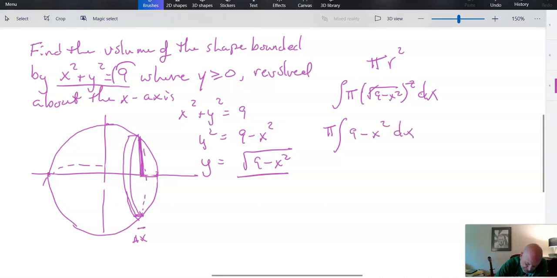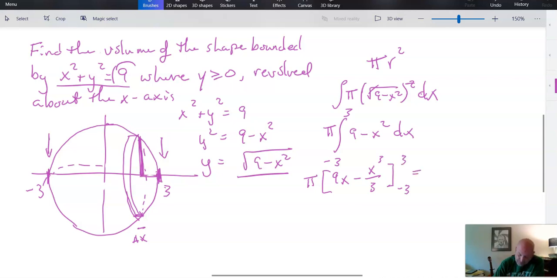Now my limits of integration will just be the ends of the circle. And since this is a circle with radius 3, that means I'm at 3 and negative 3 here. So this is the integral from negative 3 to 3 of all this. So if we go ahead and integrate, it's going to be pi times, well, the integral of 9 is 9x. The integral of x squared is x cubed over 3. And I'm going to be evaluating this from negative 3 to 3. Right, notice the integral wasn't really the hard part of this. The integral actually goes fairly easy. It's the setup that's the hard part of this.